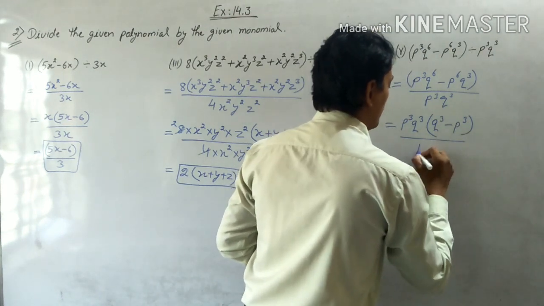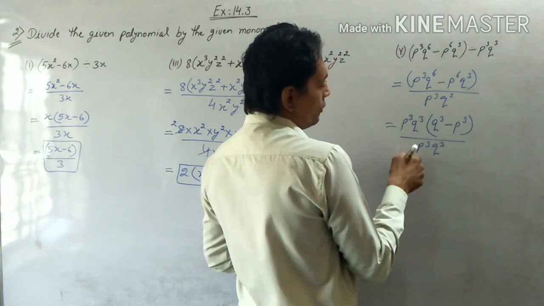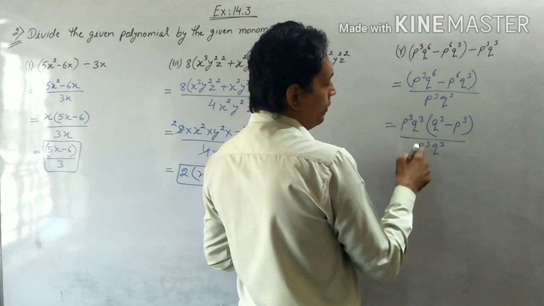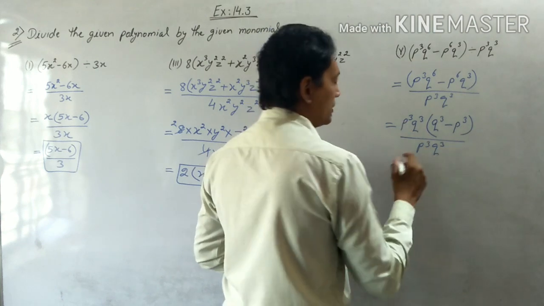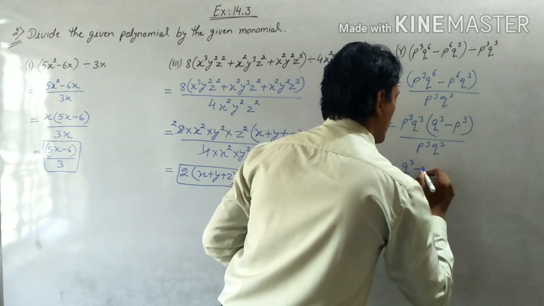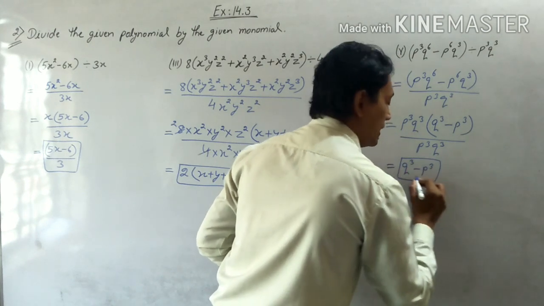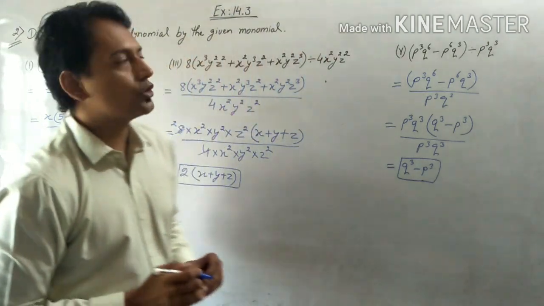And at the bottom we have p cubed q cubed. Clearly, as you can see, this p cubed q cubed from numerator and denominator gets cancelled and you are left with q cubed minus p cubed. So this is your final answer after division.